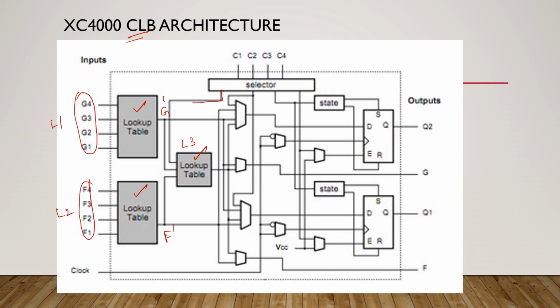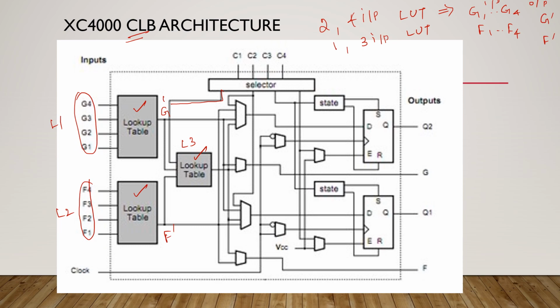This is the data coming from the outside. So the lookup table having 3 inputs. Here we have a 4 input lookup table and a 3 input lookup table, right? For this lookup table, the inputs are G1 to G4, whereas the output is nothing but G dash, right? And another lookup table has inputs F1 to F4, and the output is F dash.